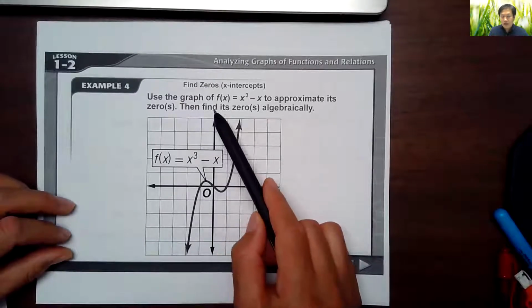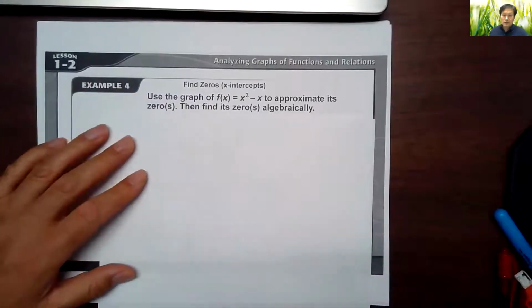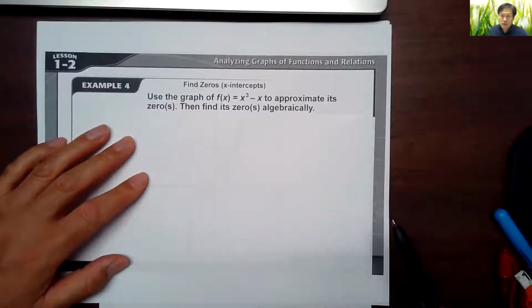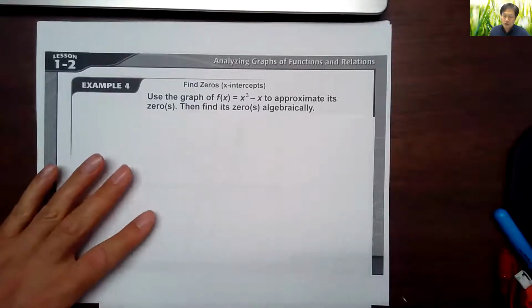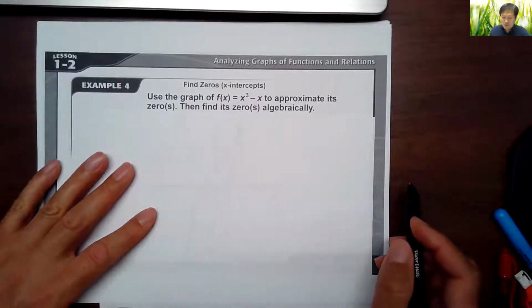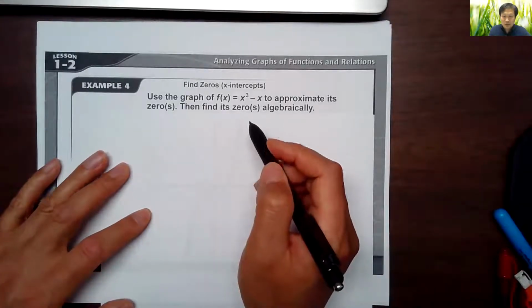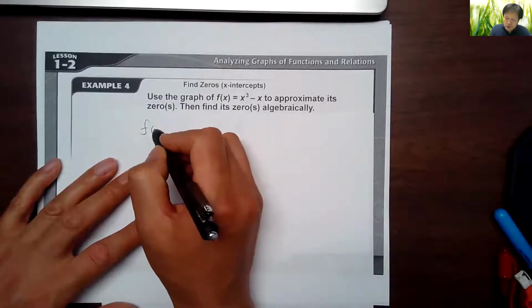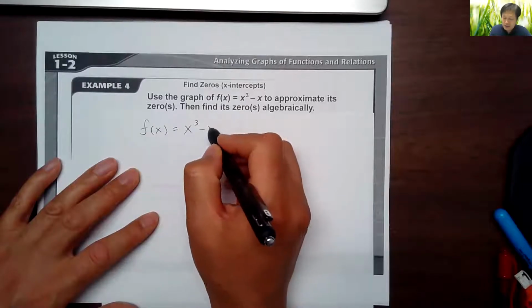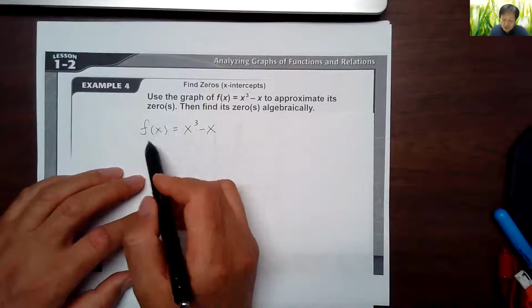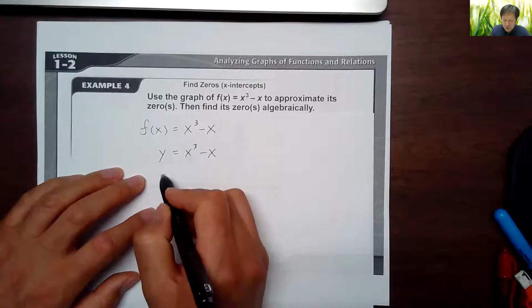Then find its zeros algebraically. So what if we don't provide the graph of the equation, and let's say you don't have a graphing calculator. If I ask you to find the zeros algebraically, finding zeros is the same as finding x-intercepts. So how do you find the x-intercept? Plug in y as 0. This is y, f of x is y, the same as this writing. So plug in y as 0.